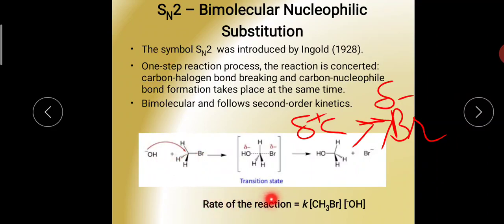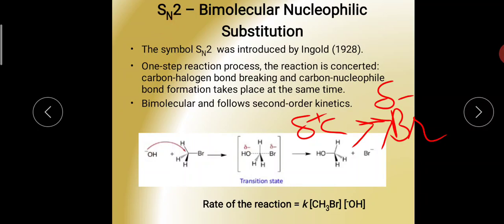So how can I write the rate of the reaction? I can write the rate of the reaction as K, where K is the rate constant, into the concentration of your alkyl bromide into the concentration of your nucleophile. So both the concentrations matter equally, and hence this reaction is called a bimolecular nucleophilic substitution reaction.